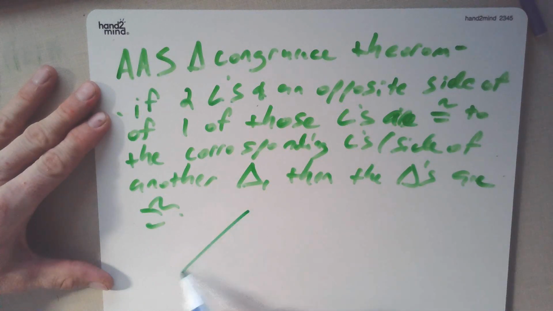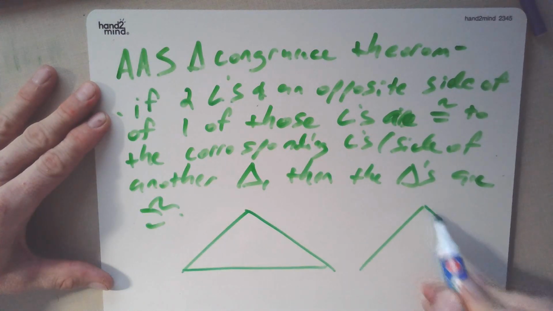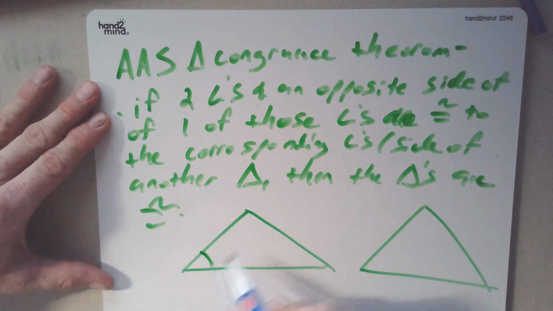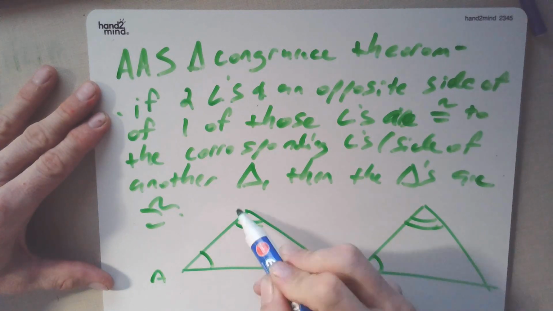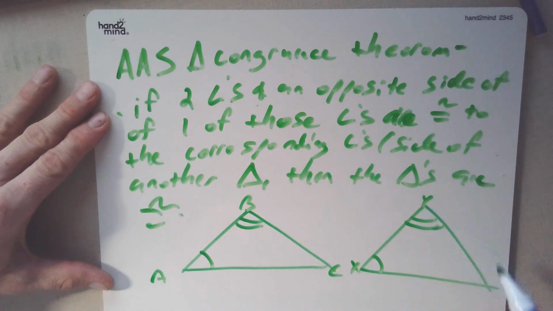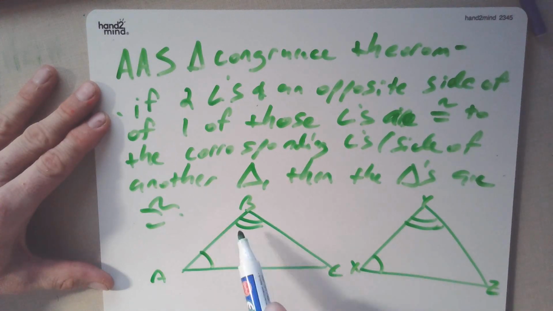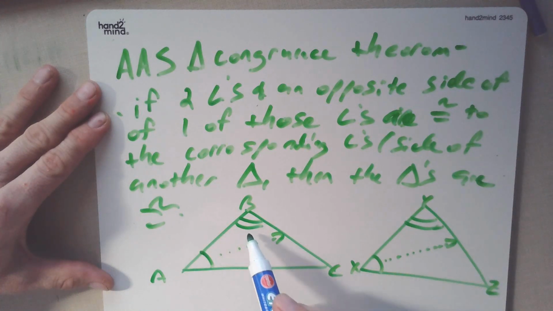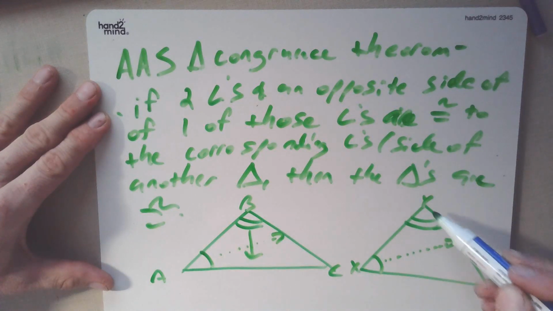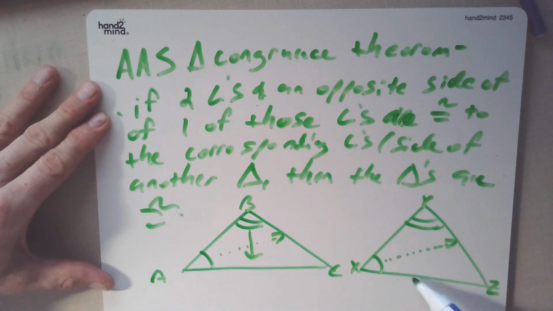So what that's saying is if I have a triangle and I have another triangle, and I have this angle and this angle, these two angles are congruent as indicated by the single slash and the double slash. So A, B, C, and then X, Y, Z. A is congruent to X, B is congruent to Y, and then any one of these angles, say A, is opposite BC, or X is opposite YZ, or you could say that AC is opposite B, or XZ is opposite Y.